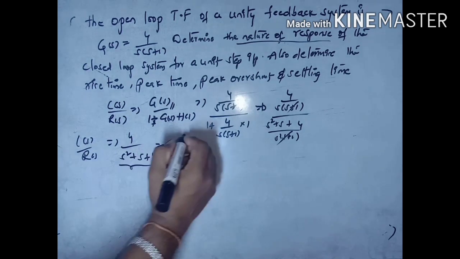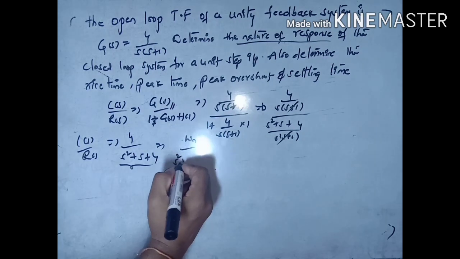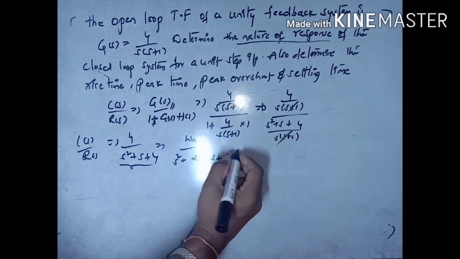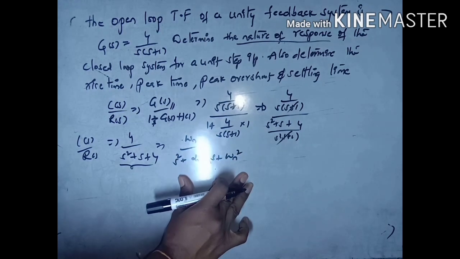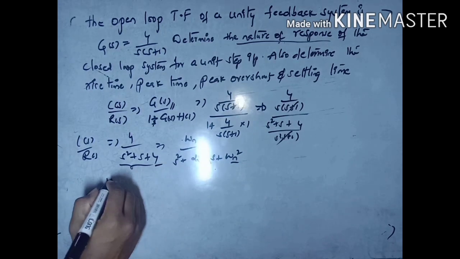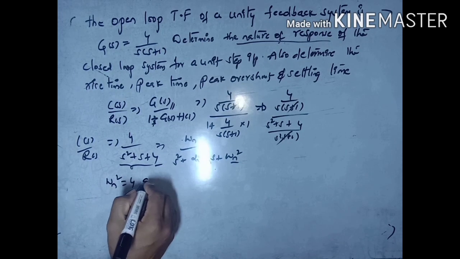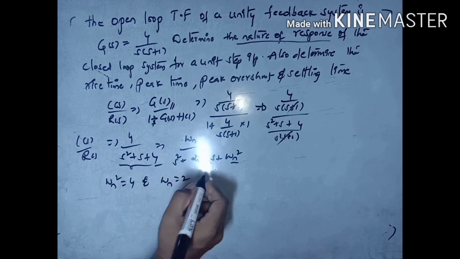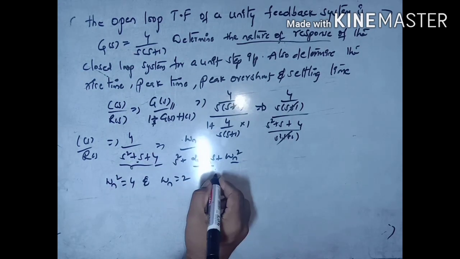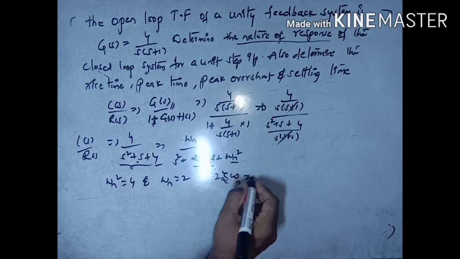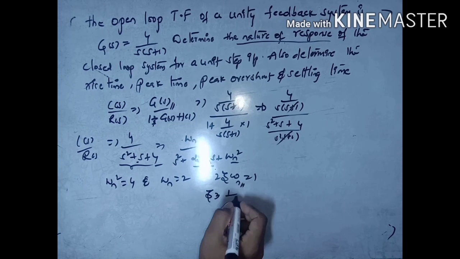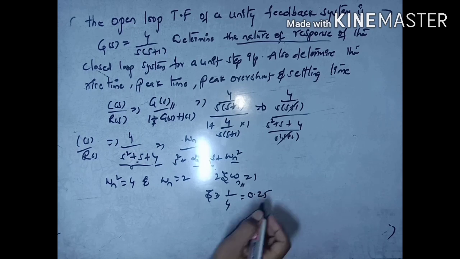From this, we compare with the standard second order transfer function, omega n squared / (s² + 2 zeta omega n s + omega n squared). So omega n squared is compared with 4, that is omega n squared equals 4 and omega n equals 2. And 2 zeta omega n equals 1. Already we know the omega n value, so zeta equals 1/4, that is 0.25.